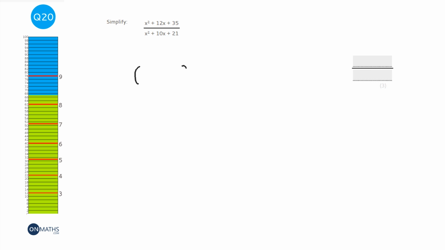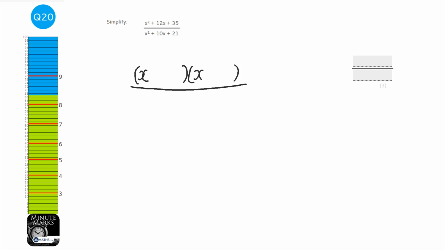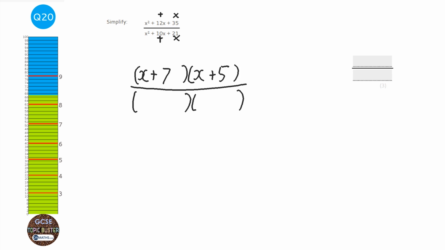So let's factorise the top. I know it's going to be x at the start. I need two numbers that add together to make 12 and times together to make 35. Well, that's going to be 7 and 5. Then I need to factorise the bottom. Now, a little bit of a cheat here. I know one of them will be the same. So either one of them is going to be x plus 7 or one of them is going to be x plus 5. So I need two numbers to add together to make 10 and times together to make 21. Well, I know that 5 doesn't go into 21, but I know 7 does. So x plus 7 and x plus, well, to make the 21 and the 10, it needs to be 3.